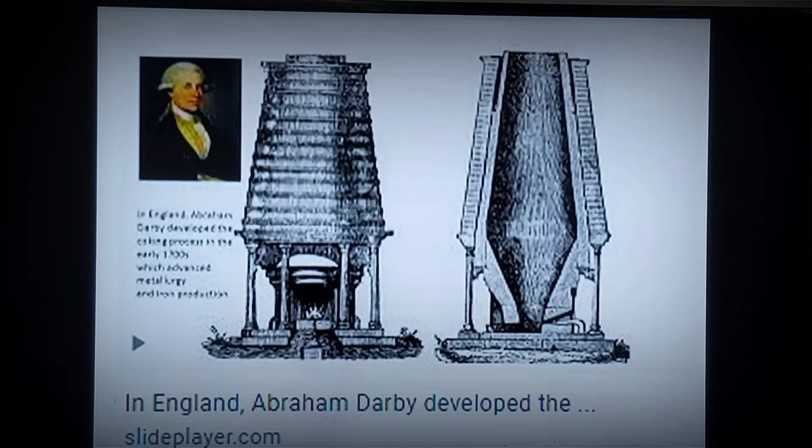So you can see Abraham Darby. It is a type of open oven. In 1730, he invented this method of smelting ore using coal.